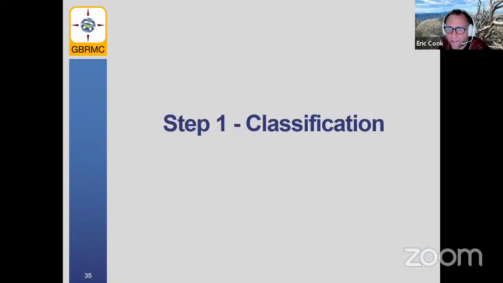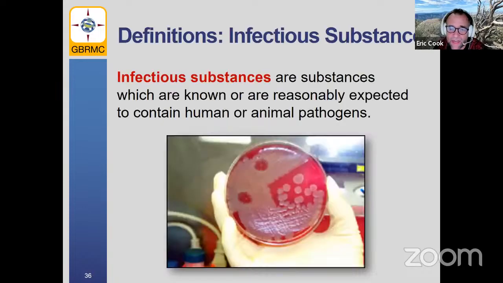So let's step into the first step, which is called classification. That is determining whether something is high risk or low risk. How do you make that decision? Whether it's high risk, which is category A, or moderate to low risk, which is category B.